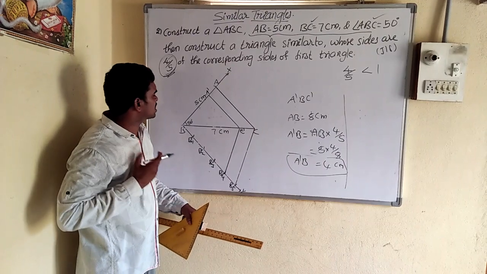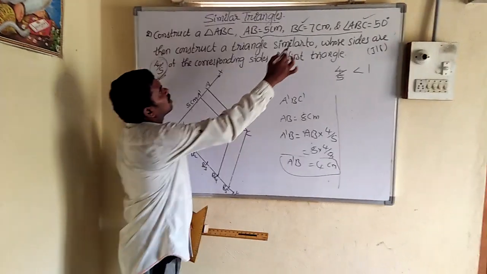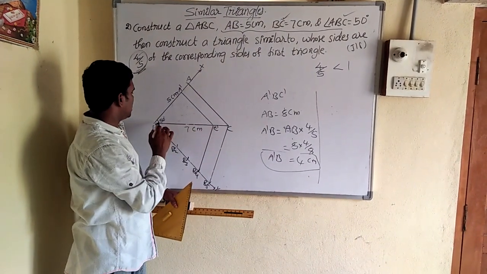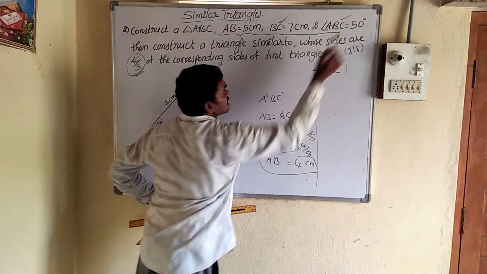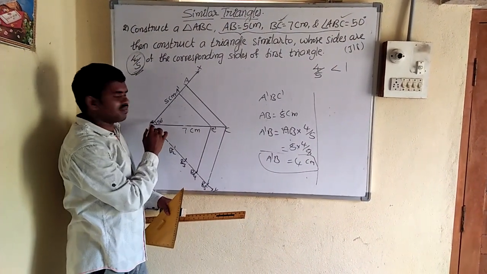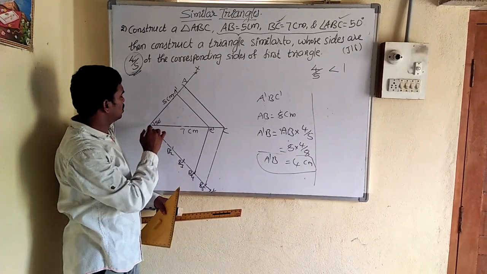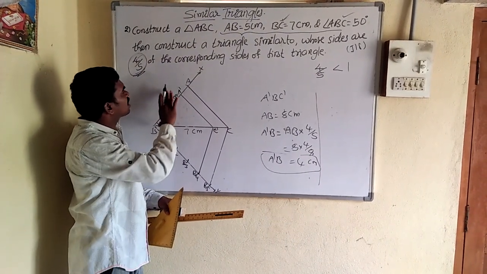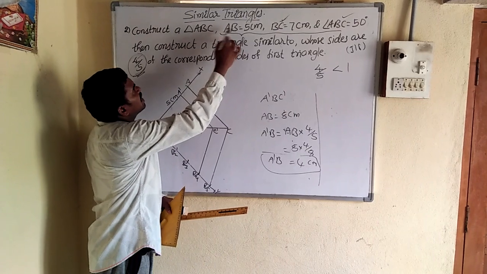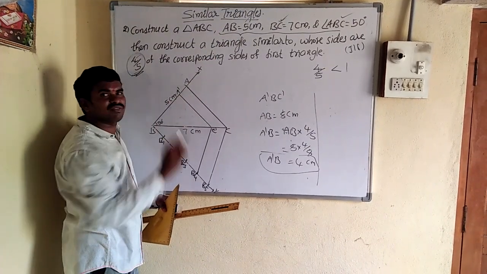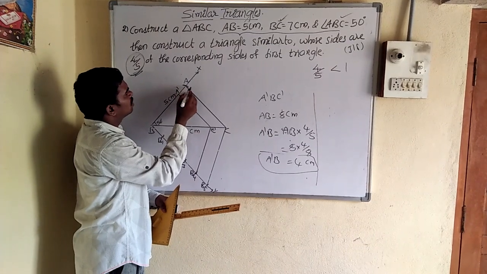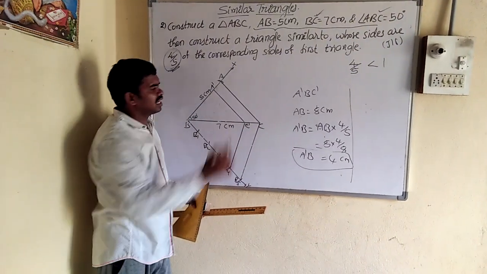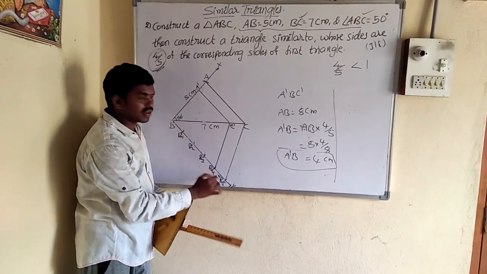Just once listen to what we have done. First of all, draw a ray BC equals 7 centimeters. Next, make an angle of 50 degrees, because angle ABC is given as 50 degrees. So at B, a 50 degrees angle is made. Next, that ray is taken as X. On BX, draw an arc with 5 centimeters, because BA is 5 centimeters. Next, join AC.